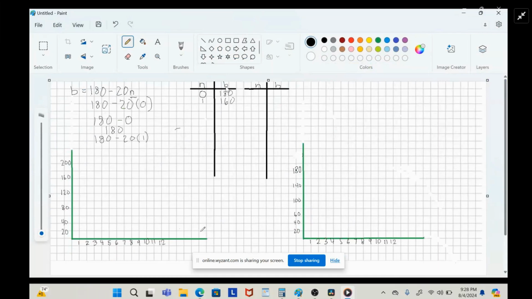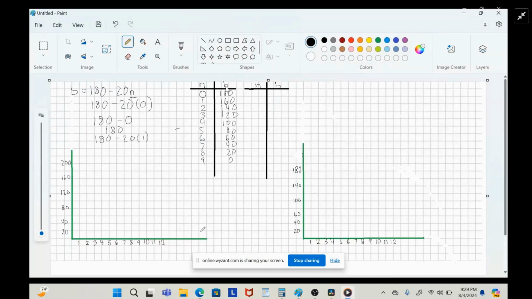If I plug in 2, I'm going to end up with 140. So we can just keep doing this. It's also possible to use a calculator to solve this. But if we keep following the same pattern, we're going to have 3, 120, 4, 100, 5, 80, 6, 60, 7, 40, 8, 20, and 9, 0.